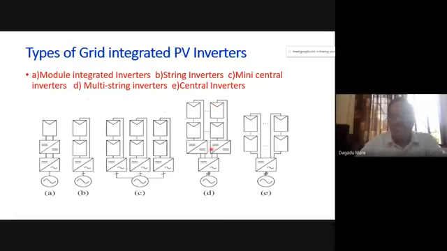Then multi-string inverters: we have a larger number of strings connected, particularly in series, and for each panel we have a DC to DC converter, which we connect to the inverter. We can call this configuration a multi-string inverter. Another option is a central inverter for big capacity, where we can connect the panels in parallel and series and feed the power.